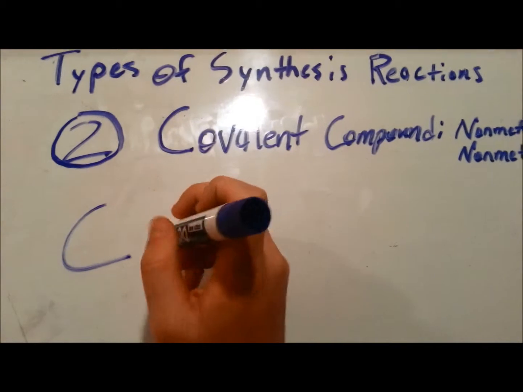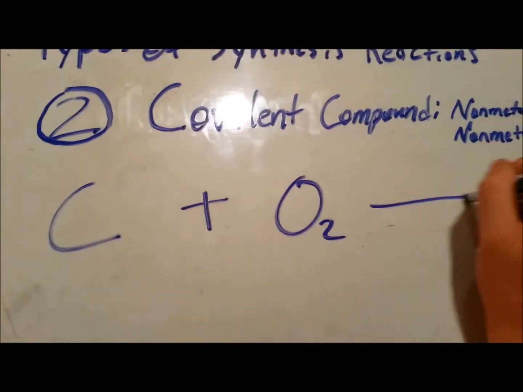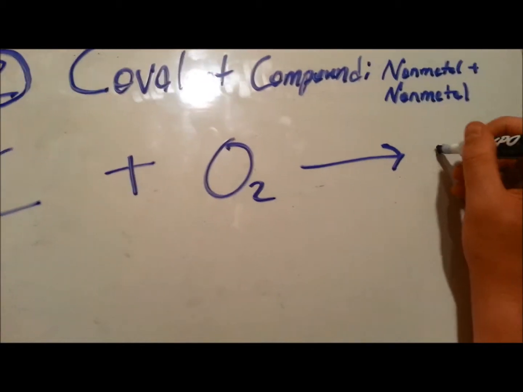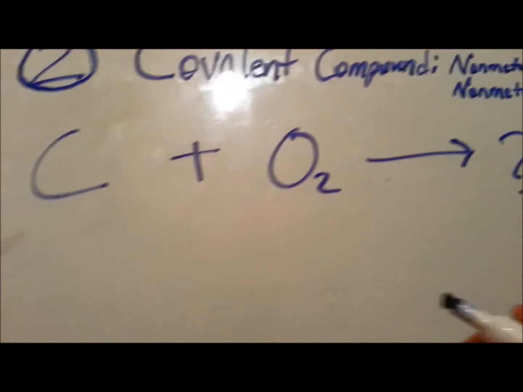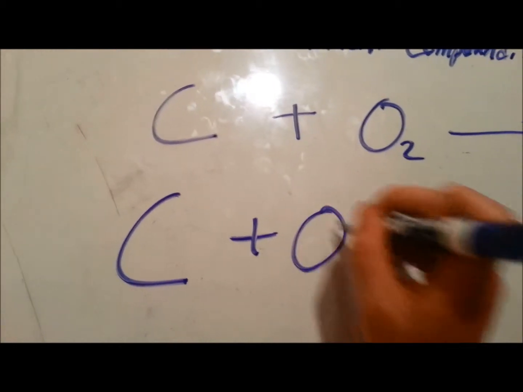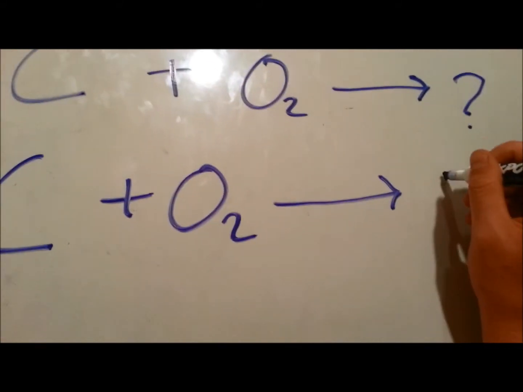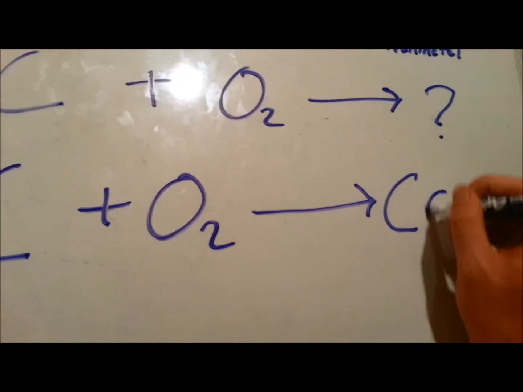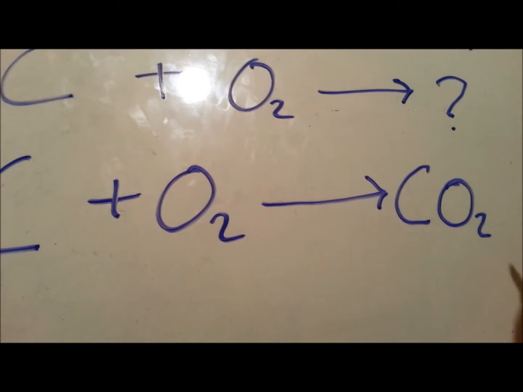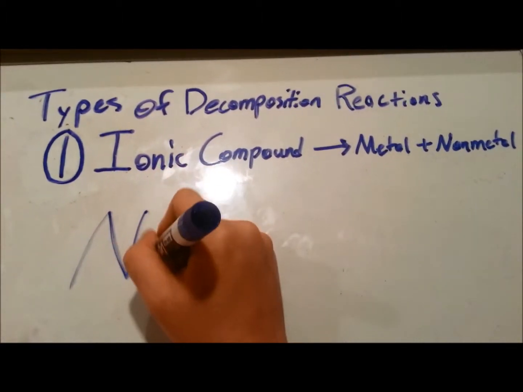The second type of synthesis reaction is the covalent compound, which is a nonmetal combining with another nonmetal. So, carbon plus O2, what does that combine to make? Carbon would combine with oxygen O2 to make carbon dioxide, or CO2. It's fairly simple. Now we move on to decomposition reactions.